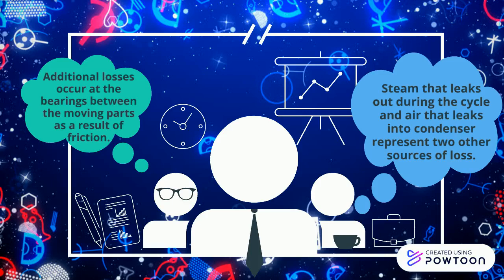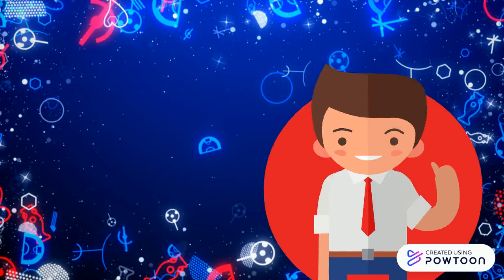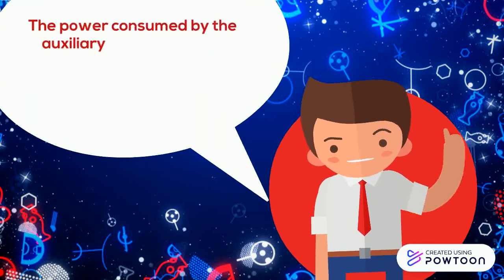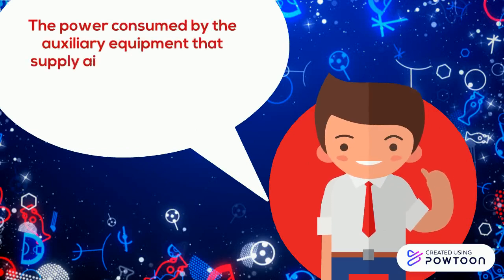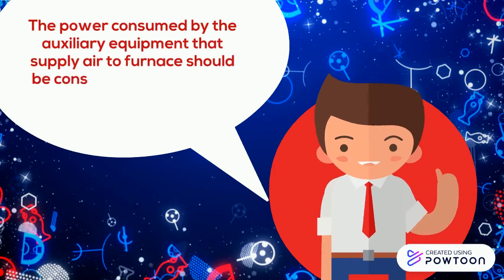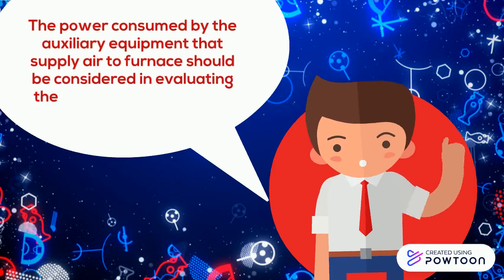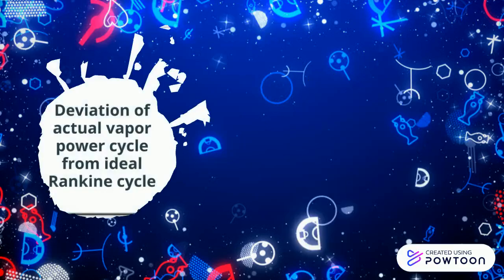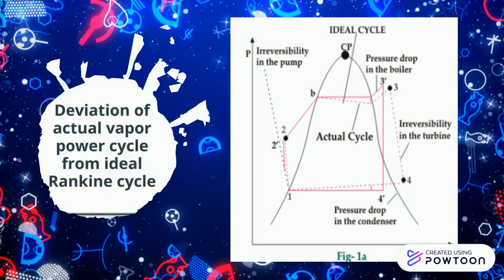And then steam that leaks out during the cycle and air that leaks into the condenser represent two other sources of loss. Finally, the power consumed by the auxiliary equipment such as fans that supply air to the furnace should also be considered in evaluating the overall performance of power plants. This is the graph deviation of actual vapor power cycle from the ideal Rankine cycle.